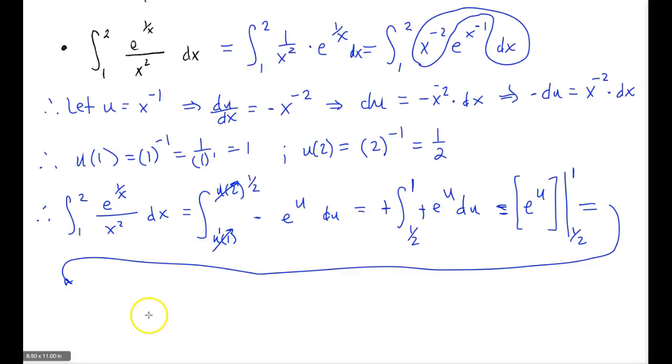So keep on going here. This is just going to be e raised to the 1 minus e raised to the 1/2, which is the same as just e times square root of e. So that would be the exact final answer there.